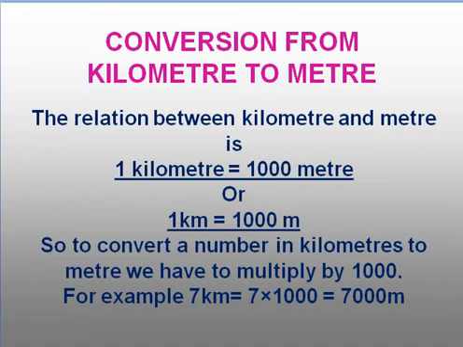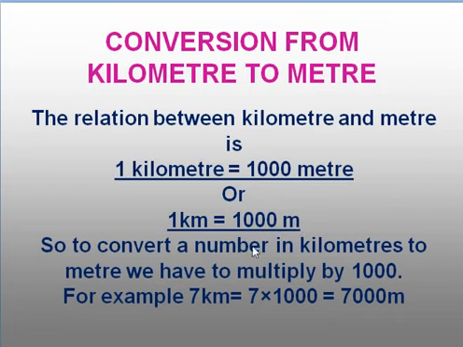Hello children, today let us see how to convert a number in kilometer to meter. So today we will be doing conversion from kilometer to meter. The relation between kilometer and meter is 1 kilometer is equal to 1000 meter, or in short form you can represent kilometer as km and meter as m. So we can write 1 km is equal to 1000 m.